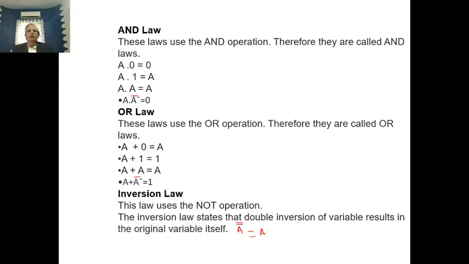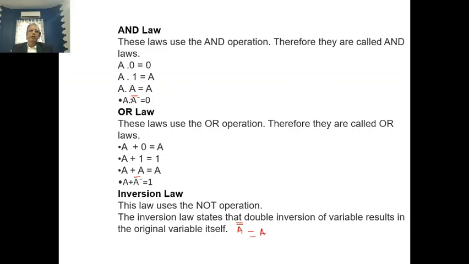Then the AND law. This law uses the AND operation, meaning the dot. A dot 0 equals 0, as if any one input is 0 for an AND gate, the output is 0. A dot 1 is A. This depends on the A value. If A is 0, the output will be 0. If A is 1, the output is 1. Hence A dot 1 is A. A dot A is A. If A is 0, then 0 dot 0 is 0, and 1 dot 1 is 1. Hence A dot A becomes A.